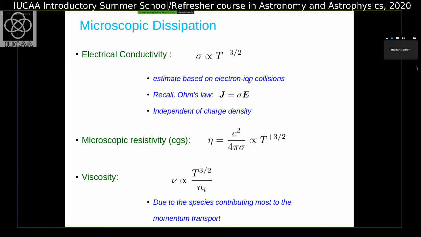Ions you can pretty much consider as fixed. Electrons are going and colliding with them. So if you work out the mean free time between each collision between electron and ion, within that time tau e, the electrons are accelerated under this electric field E. And you can work out the so-called terminal relative velocity of electrons with respect to ions.